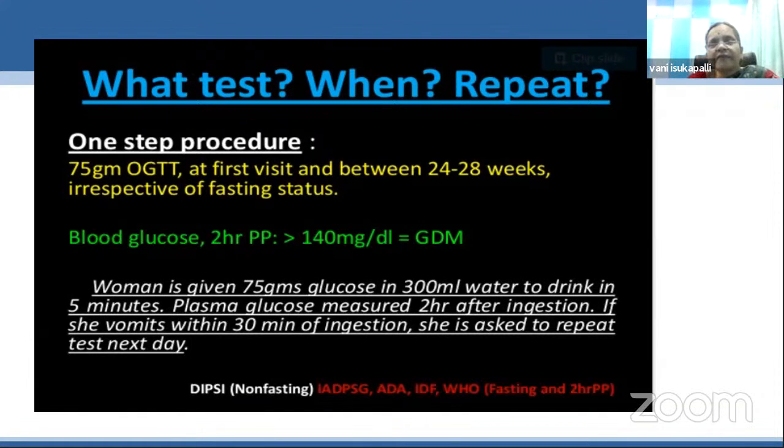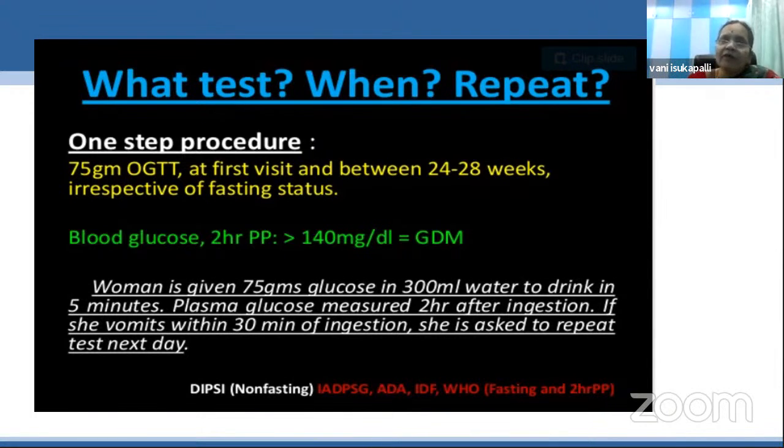So they have said that in our conditions, a one-step procedure, that is taking 75 gram glucose and measuring the blood sugar 2 hours later. So that is the ideal test. This is what is called 75 gram OGTT, and this should be performed at the first antenatal visit and repeated again between 24 to 28 weeks.